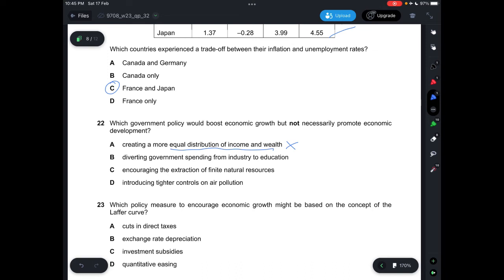B says diverting government spending from industry to education. This will promote economic development and also economic growth at the same time. C says encouraging the extraction of finite natural resources. This would improve economic growth but does not necessarily promote economic development because you are extracting items that are not renewable, which is not sustainable for the future. And D says introducing tighter controls on air pollution, which would boost economic growth, but it also improves economic development. Therefore, answer is C.